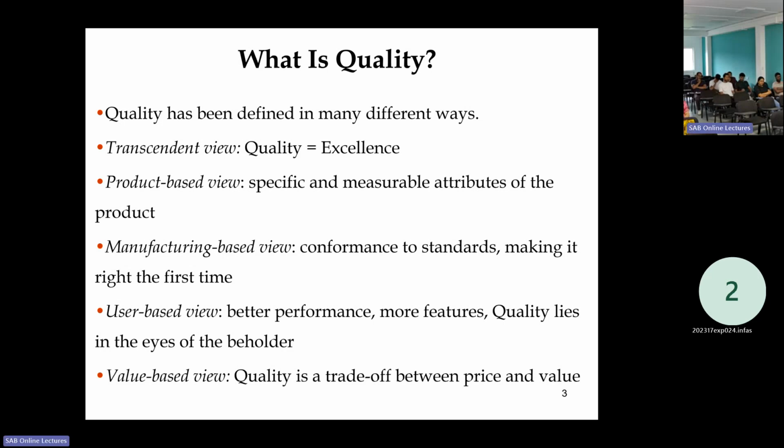For products, there are certain specific or measurable attributes based on which a product's quality is assessed. We call it the product-based view. Products with better features, we consider quality products. And the third point, the manufacturing-based view, is the most common view.